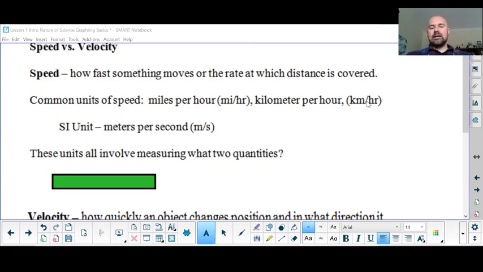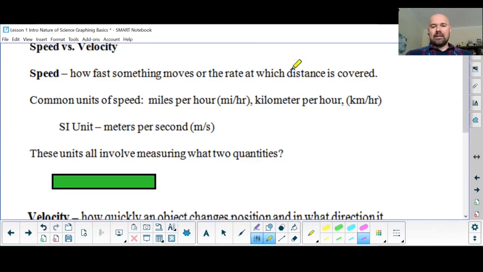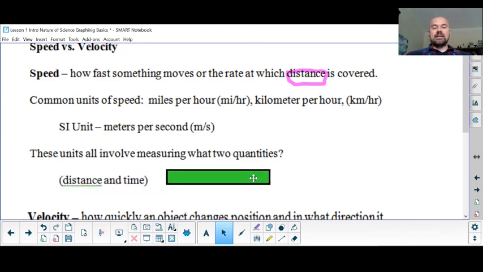So speed is how fast something moves, or the rate at which distance is covered. So that's the key element here, that speed uses distance. You're very familiar with speed, miles per hour, kilometers per hour. We're going to use meters per second here because that's the units that we use. All of these measurements involve distance and time.